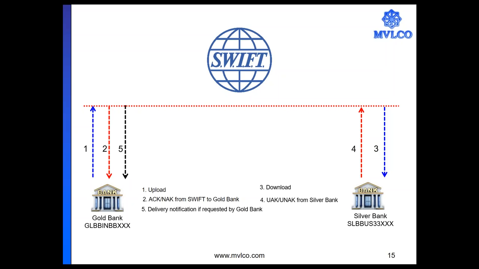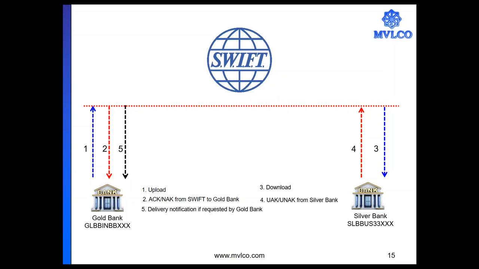So in reality, when you make a payment, for every ACK which you have received for an outgoing message, you must match the delivery notification, because ACK only means Swift received it. ACK does not mean Silver Bank received it. To ensure that Silver Bank received your message, you can request for a delivery notification to be given to the sending bank, in this example, the Gold Bank.